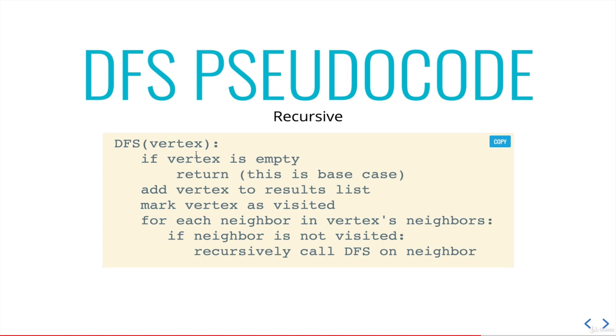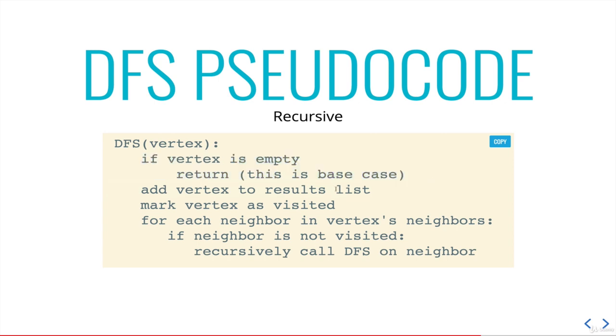So we need to have a base case when we're doing something recursively. If you haven't seen the recursive section, you definitely want to check that out first. Otherwise, this will make no sense. So our base case is when vertex is empty. The first time around, that's not going to be the case because we're passing in A or B or some starting point. If that is the case, we return null, just get out of there.